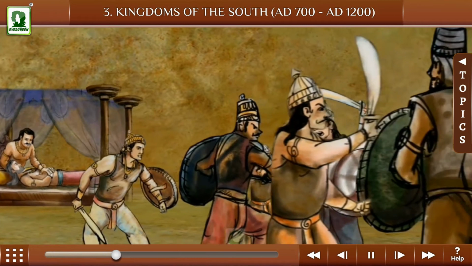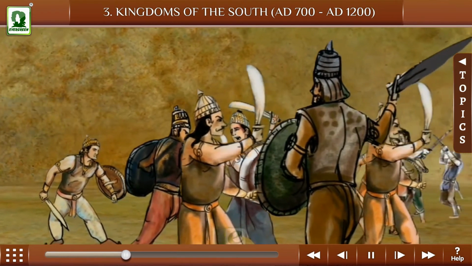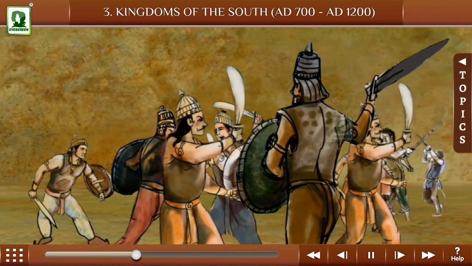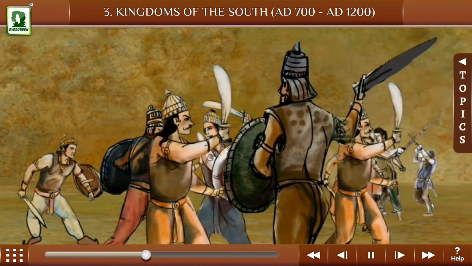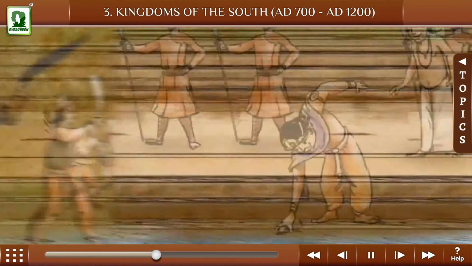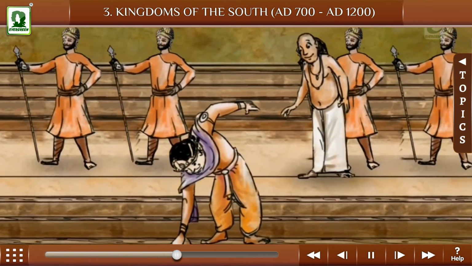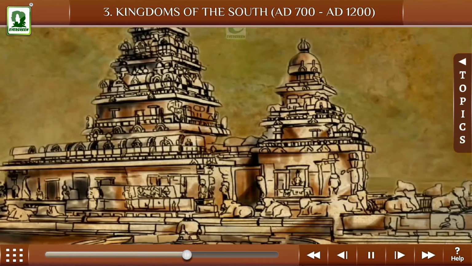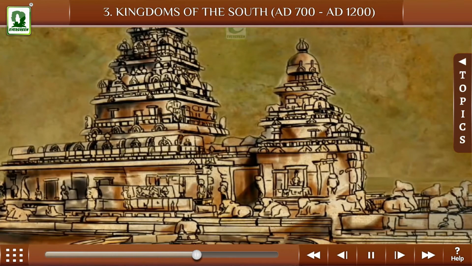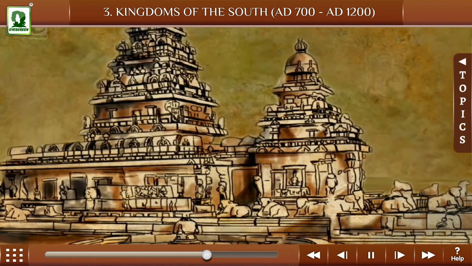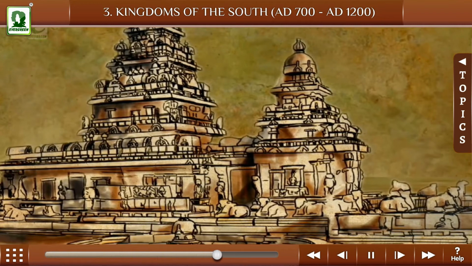Chola power was at its peak during the rule of Rajendra Chola, the son of Raja Chola. He came to be known as Ganga Konda Chola, meaning the one who has conquered the Ganga, after his army marched north to defeat the Palas of Bengal.